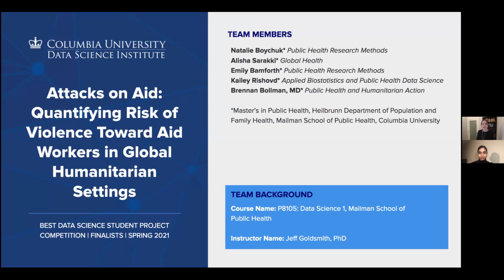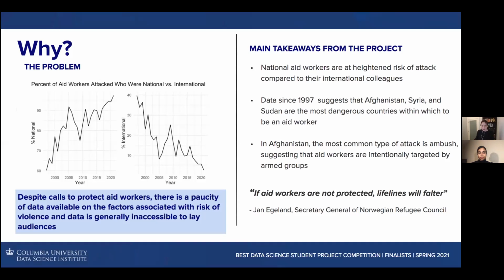Today we are presenting our final project from the Data Science 1 course, Attacks on Aid: Quantifying Risk of Violence Toward Aid Workers in Global Humanitarian Settings. Given our collective interest in global health systems and humanitarian settings, we wanted to explore violence against aid workers. Attacks on aid workers have progressively been increasing globally, particularly within the last few years. As global aid-seeking populations swell due to rising social political tensions, climate change, and resource scarcity, aid workers have become even more important to the global public health landscape.